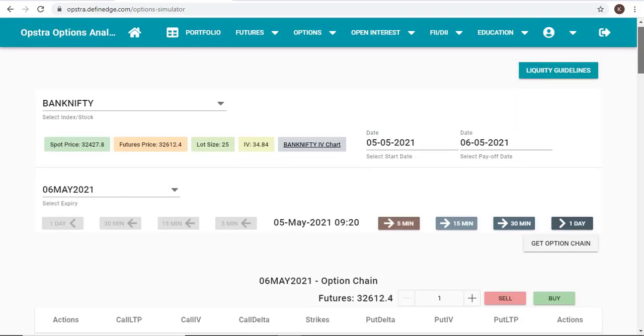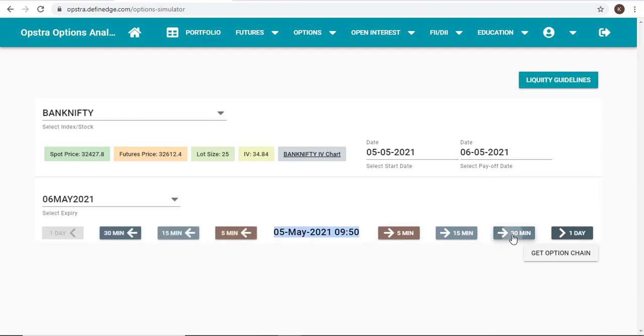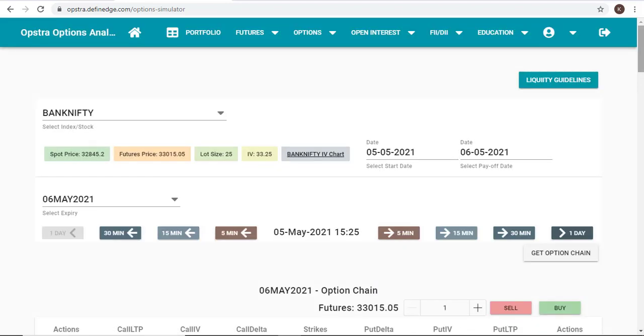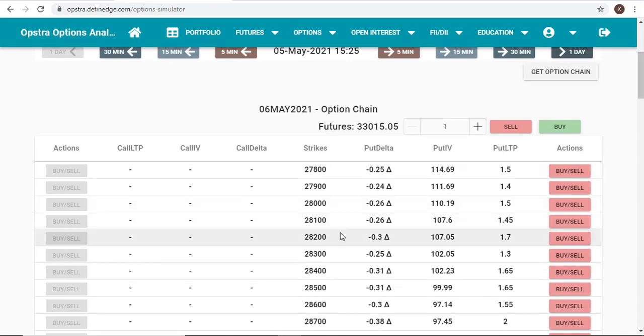Now our entry and exit rules are very simple. We will enter at 3:25 p.m. and we will exit the next day at 9:20 a.m. So on 5th May, we will enter at 3:25 p.m. This is the option chain at that exact time.